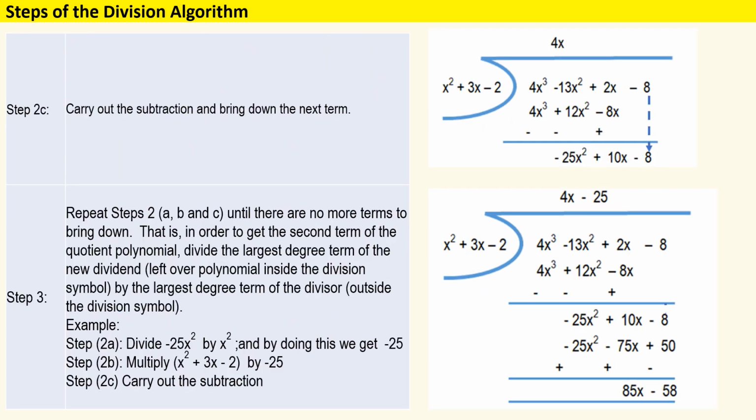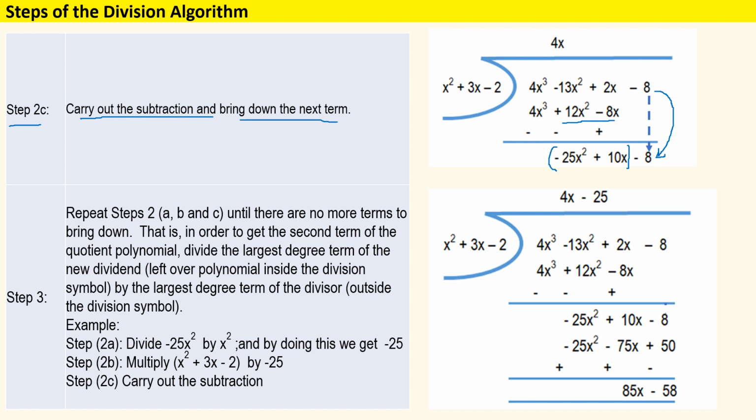The next step is step 2c, and in this step we carry out the subtraction and bring down the next term. So we will subtract 4x cube plus 12x square minus 8x, and after subtraction we will be left with minus 25x square plus 10x. Then we shall bring down the next term, minus 8, which is dropped down and comes down here as it is.